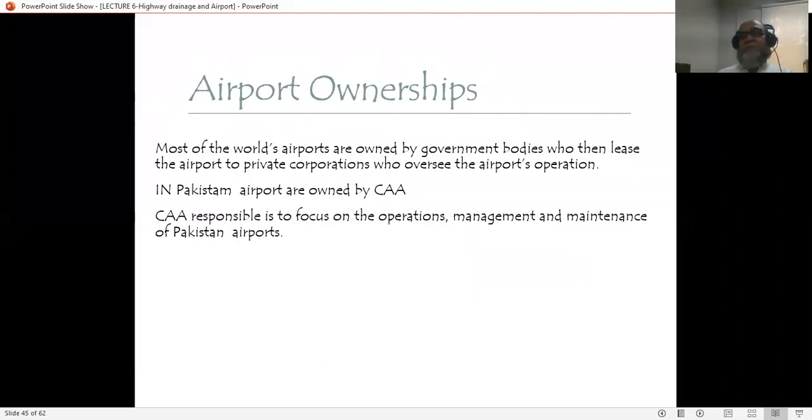Now, who owns an airport? Classically, it is the civil aviation authority of any country. We call this the civil aviation authority, and there are different names for it. What does civil aviation do? Civil aviation follows the rules of ICAO, and within its framework, it also has responsibilities to take care of any matters related to airports within Pakistan.